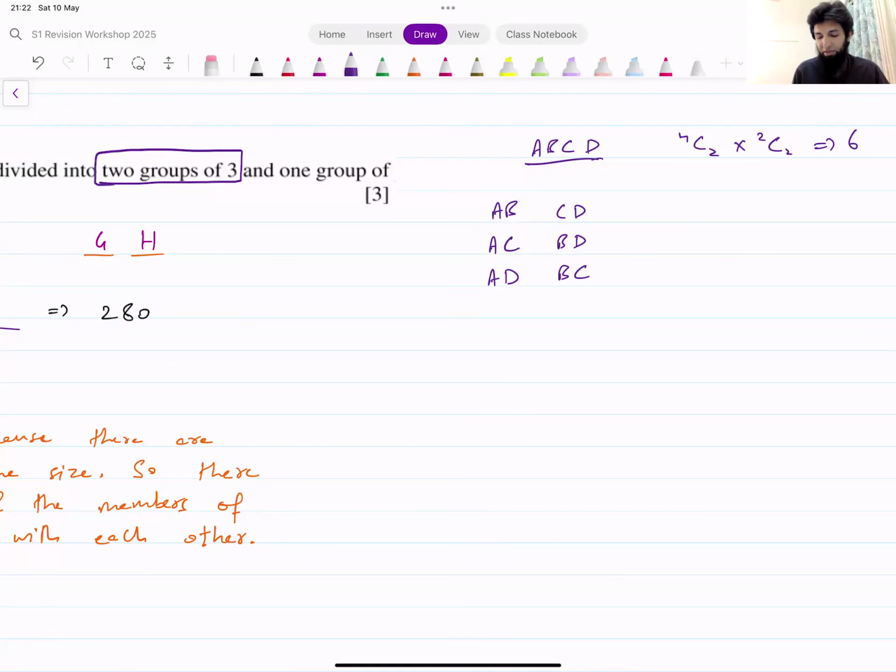Even if you try writing them down, for example, you can try BC and AD. Isn't that the same thing as this? You can try BD and AC. That's the same thing as this. You can try CD and AB. That's the same thing as this. So in actual, we only have 3 different groupings because these two are identical.